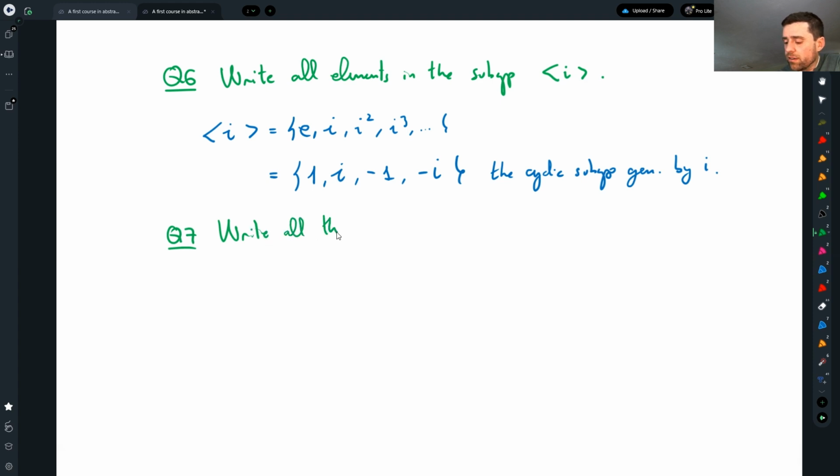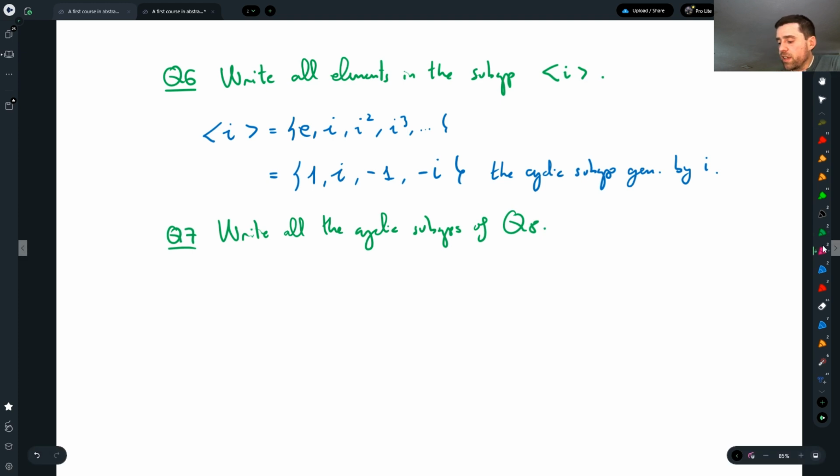All the cyclic subgroups of Q8. By the way, notice that the order of this subgroup is 4, and 4 does divide 8, like Lagrange's theorem would predict. Okay.